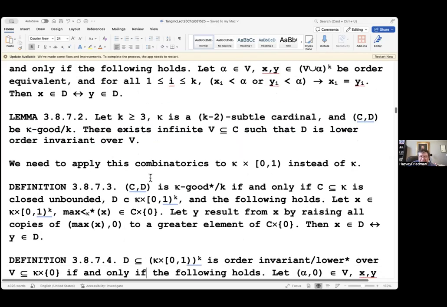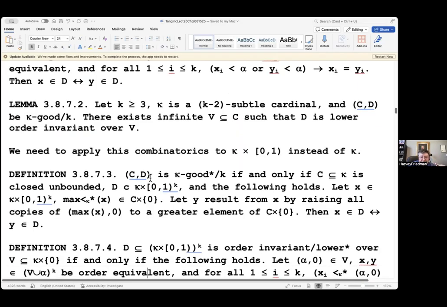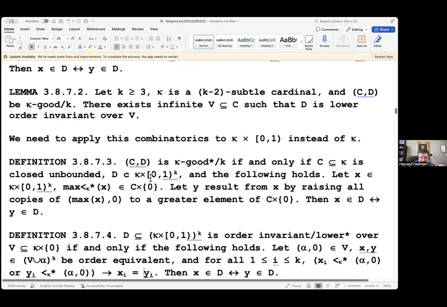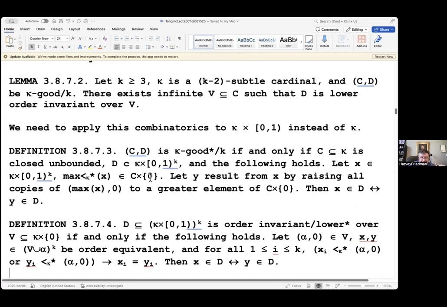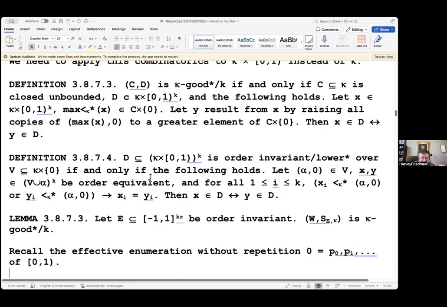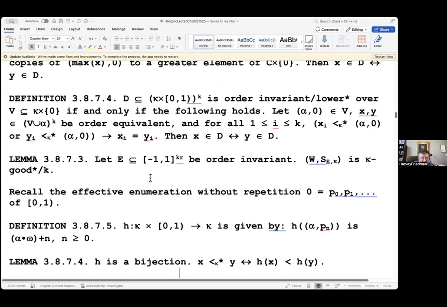Now we have to actually change the combinatorics to this space for technical reasons. And it's really nothing to waste our time talking about much. Okay.